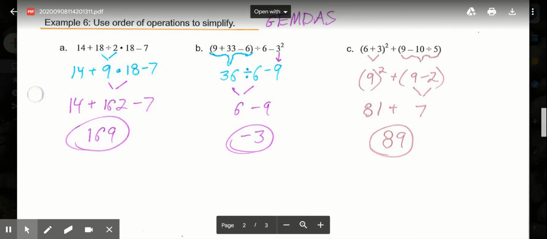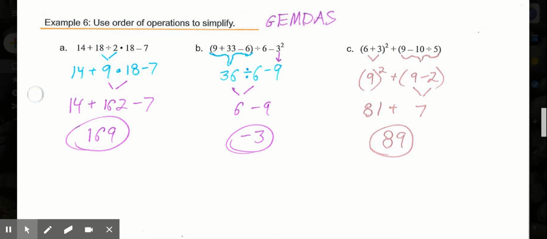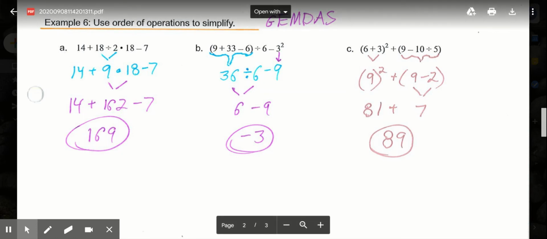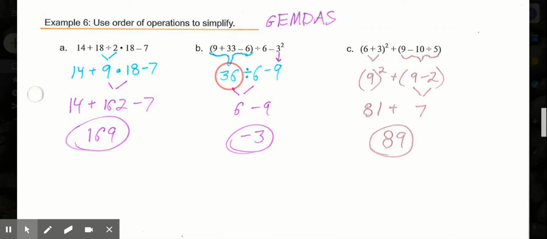In B, I have grouping symbols, so I need to start there. So in B, I'm going to do the math inside, which is addition and subtraction. So I'm going left to right. 9 plus 33 is 42. Minus 6 gives me the 36. Then, because I did the math inside, the parentheses disappear.